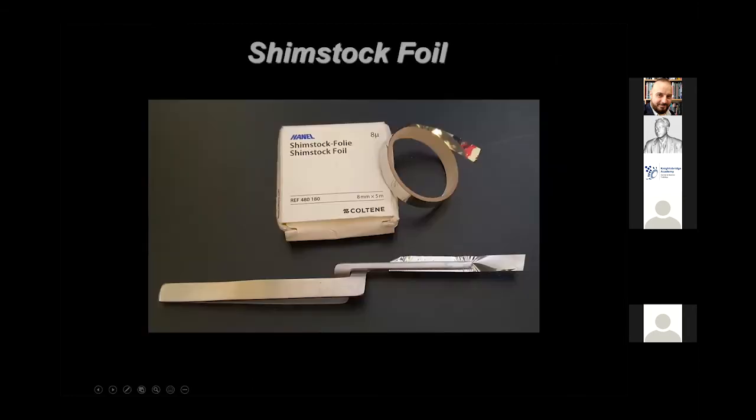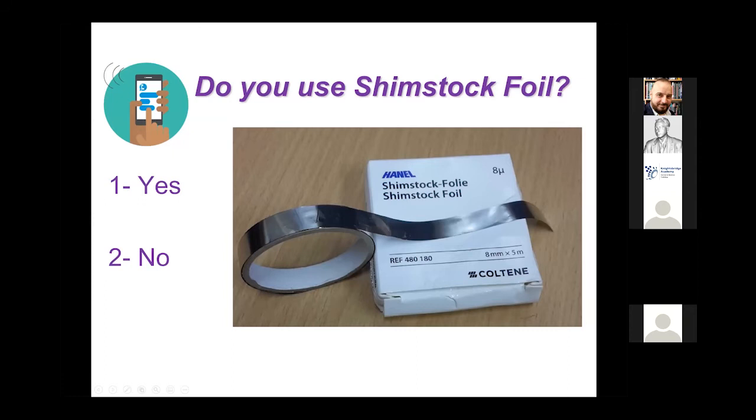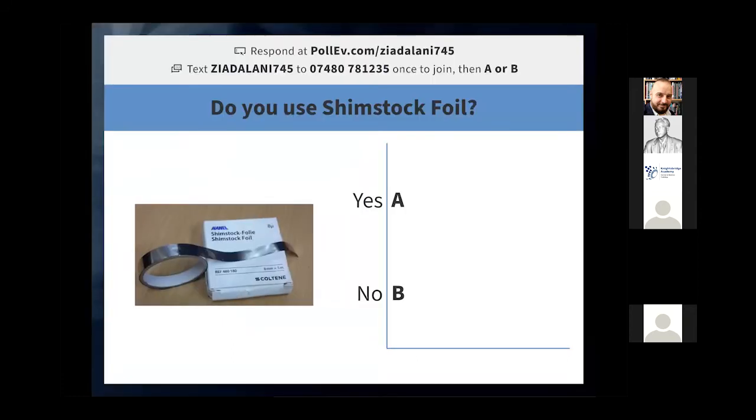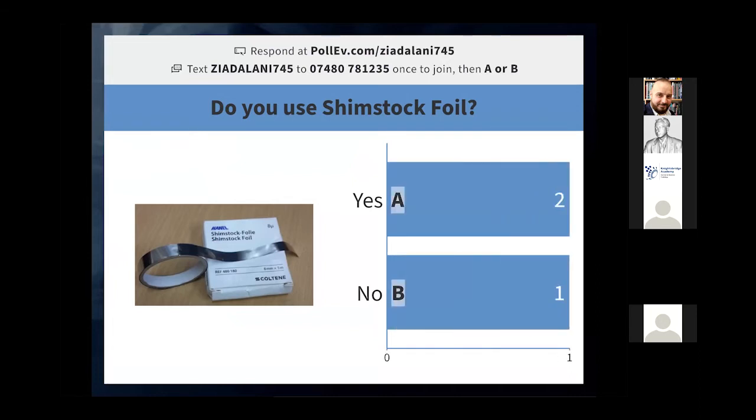Shim stock foil, I'm sure many of my colleagues know it. It's an 8 micron foil, and it has many advantages. Let me see how many of you are using shim stock foil. If you can vote for that, do you use shim stock foil? Yes or no? Okay, so we're getting some votes here, almost 50-50. People who are voting here, we have the vast majority not using this shim stock foil.